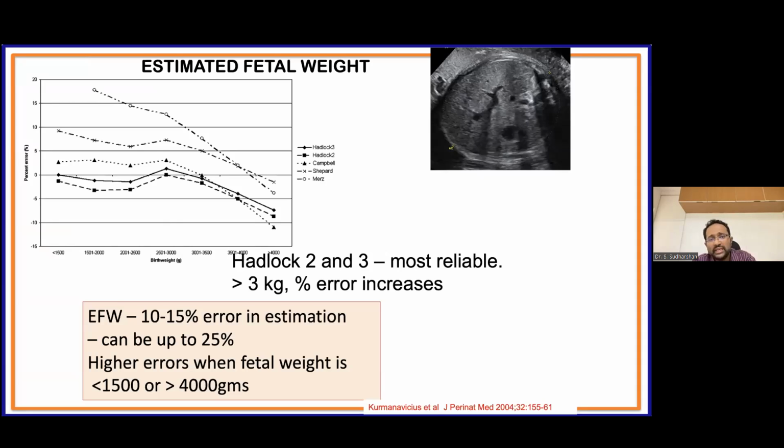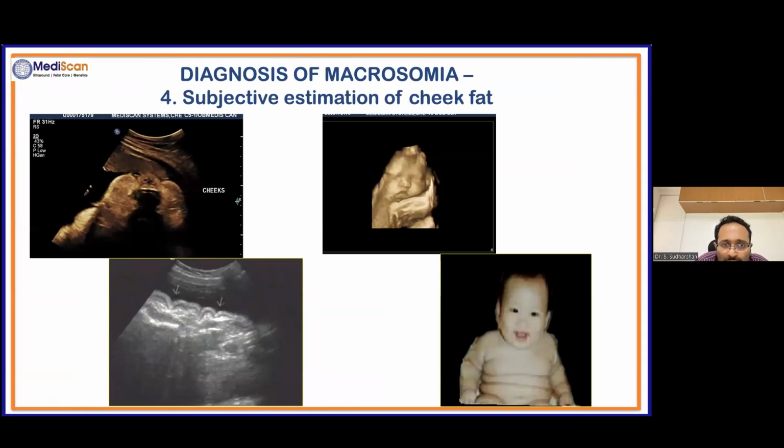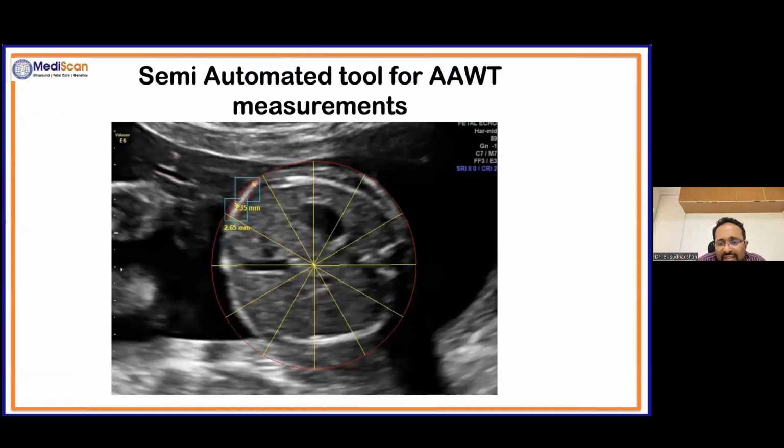And after so many years of calculation of various formulas, what was ultimately shown was that the Hadlock formula, which was reported first in 1985, still seems to be the best formula for calculation of the weight. And the 4th parameter used for diagnosis of macrosomia is a subjective and an objective estimation of fat. I showed you subjective estimation of fat. If you're able to see these skin folds in the limbs and this fat pad in the cheeks and the face, then it does translate to babies having a higher risk.